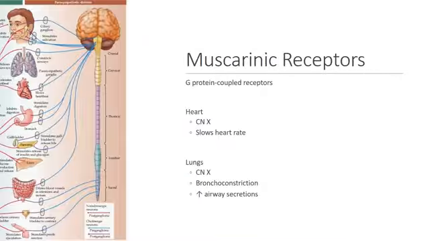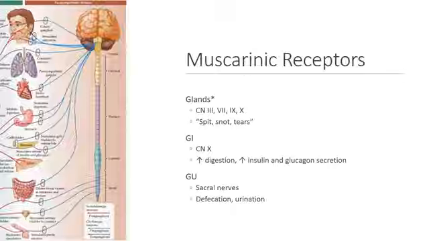So looking at the muscarinic receptors, remember these are G protein coupled receptors. They're found on the heart, and the innervation there comes from the vagus nerve. The main activity that these muscarinic receptors have on the heart is to slow the heart rate. They're also found in the lungs. The innervation comes once again from the vagus nerve, and they tend to cause bronchoconstriction and an increase in activity of the mucus glands in the airways, so we get an increase in the production of airway secretions. These muscarinic receptors are also located on the glands and in the GI and GU system.